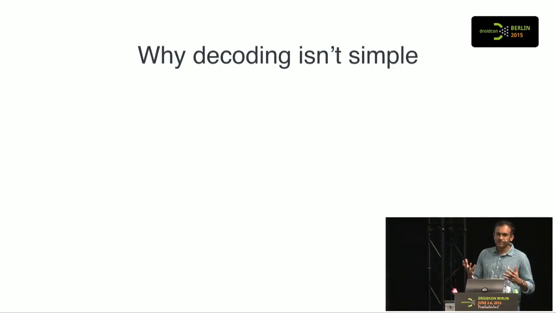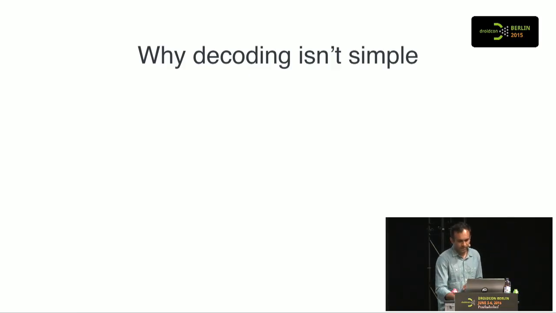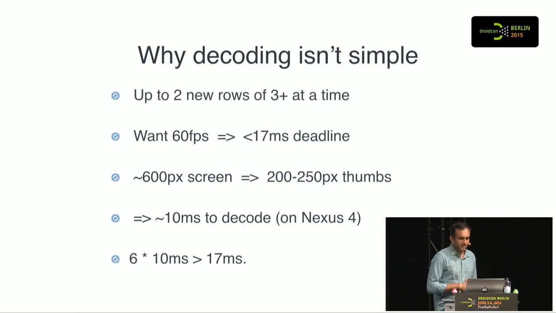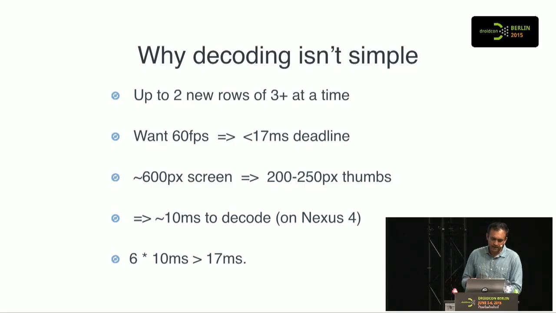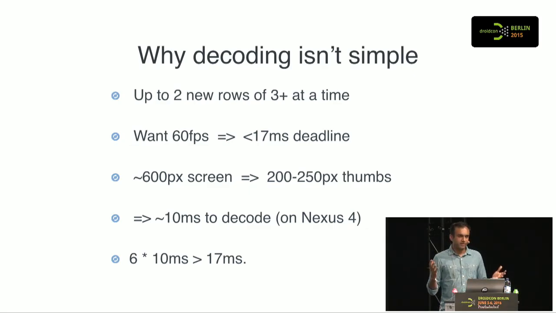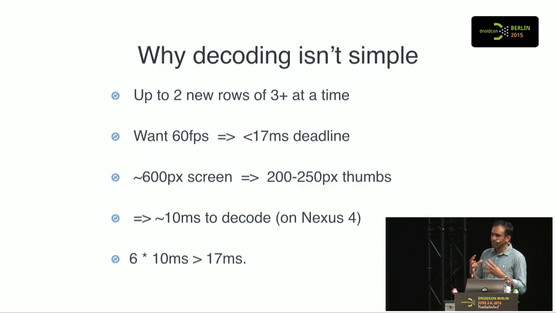So why isn't this decoding so simple? Well, if you went to Lucas's talk this morning, he talked about some performance optimizations. Android's frame rate is 60 frames per second, and when people are scrolling, it's common for 2 new rows of photos or thumbnails to show up on screen. To get 60 frames per second, you have less than 17 milliseconds to do all the work on your UI thread.